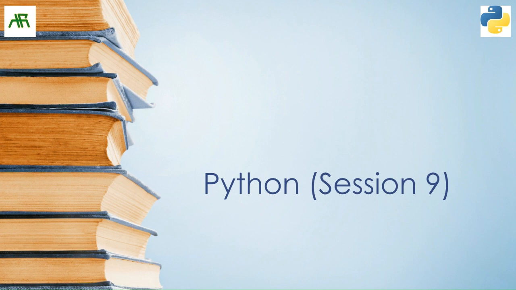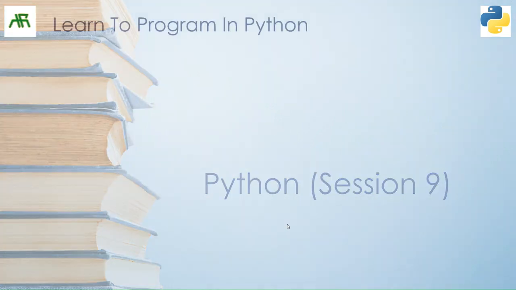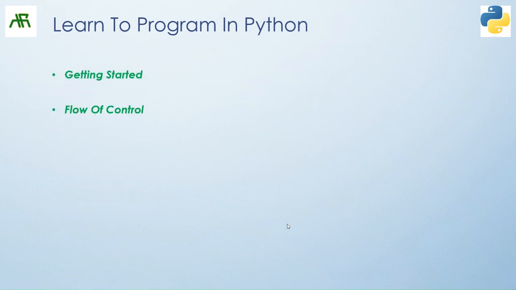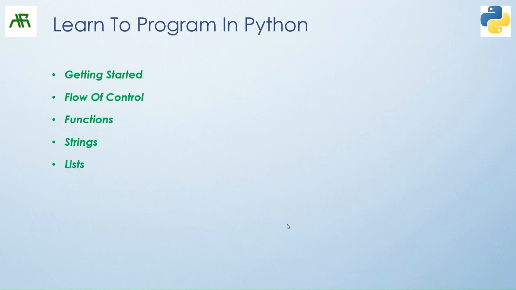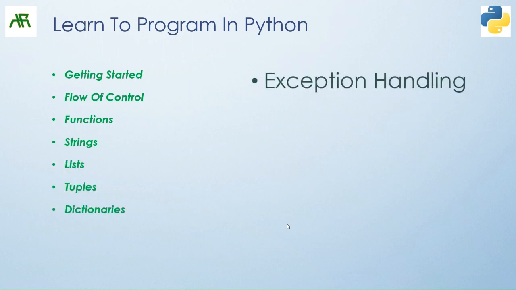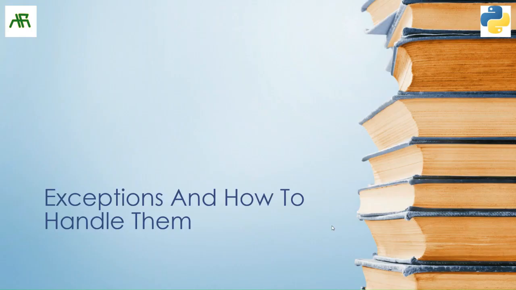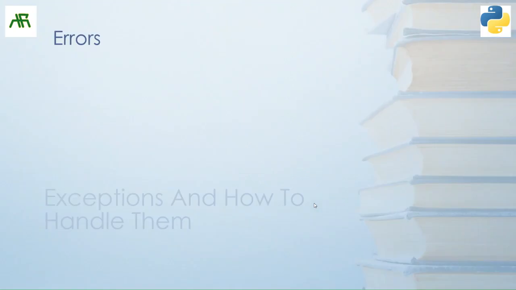This is session 9. In the previous sessions, we went through the introduction, flow of control, functions, strings, lists, tuples, dictionaries. And in this session, we look at exception handling and the rest of the topics in upcoming videos. In this session, we'll try to understand what exceptions are and how to handle them. First, let's look at errors.